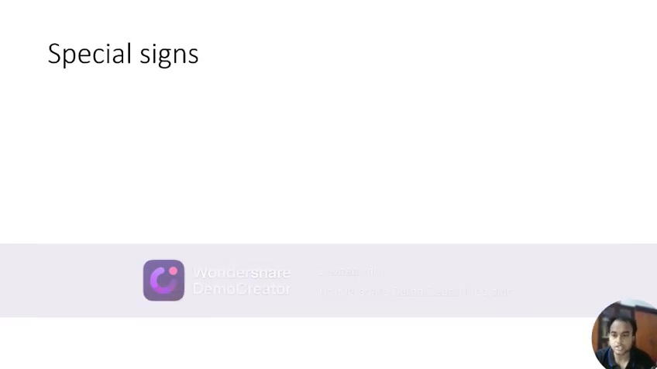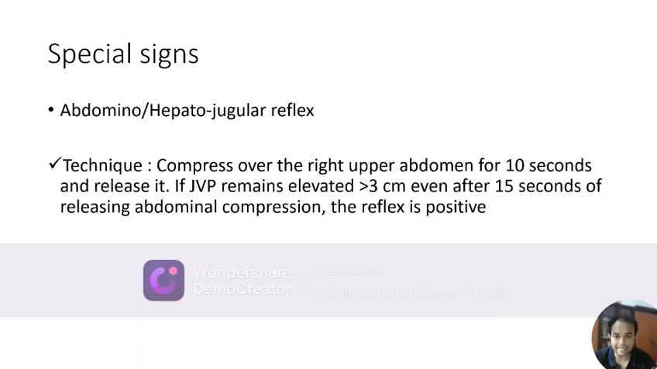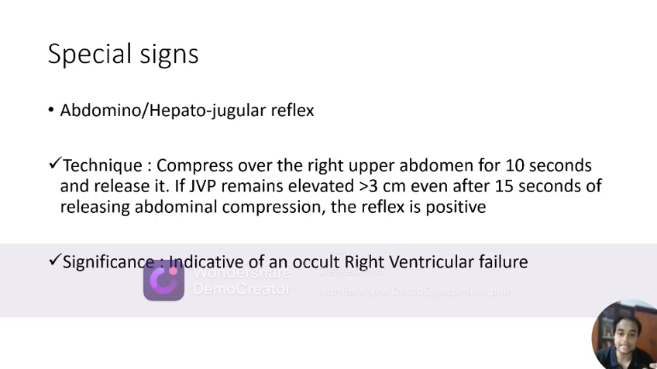Now, talking about some special signs. One is the abdominojugular reflux or the hepatojugular reflux. What is the technique? You have to compress over the right upper abdomen for 10 seconds and then release it. If the JVP remains elevated more than 3 cm, even after 15 seconds of releasing abdominal compression, the reflex is said to be positive, and it is indicative of an occult right ventricular failure.